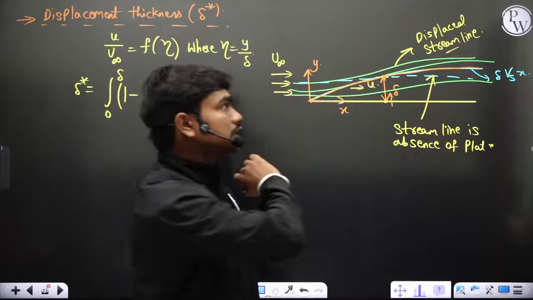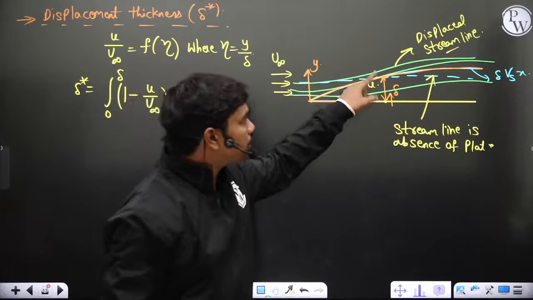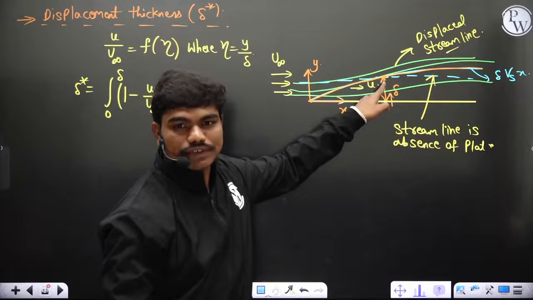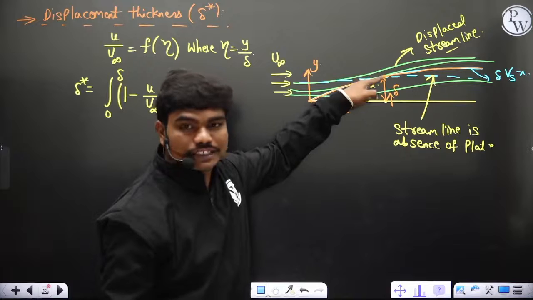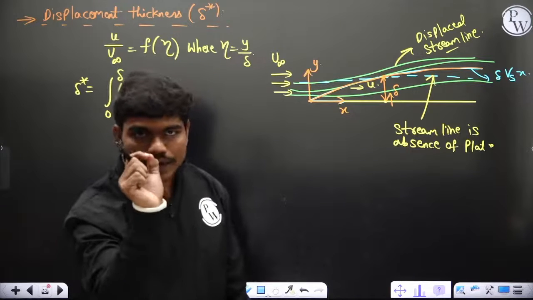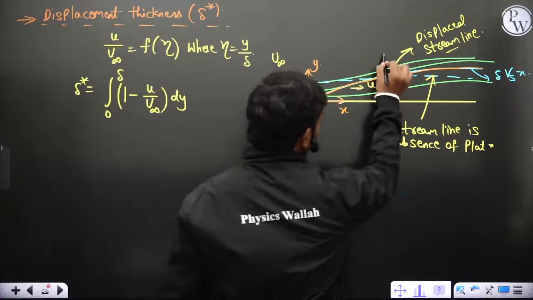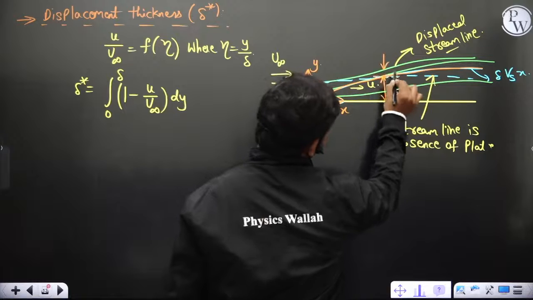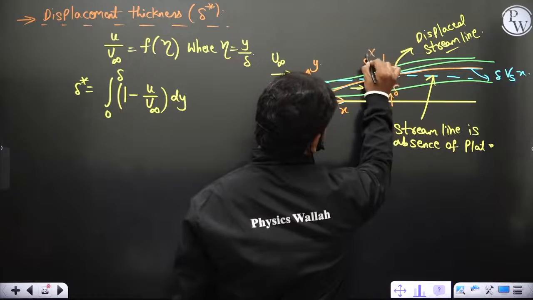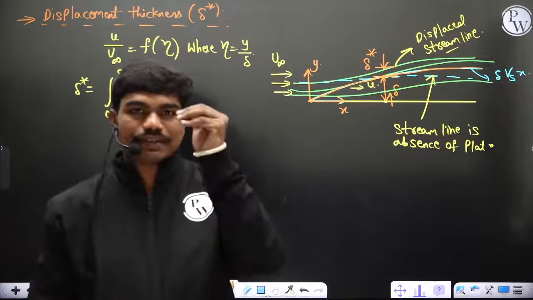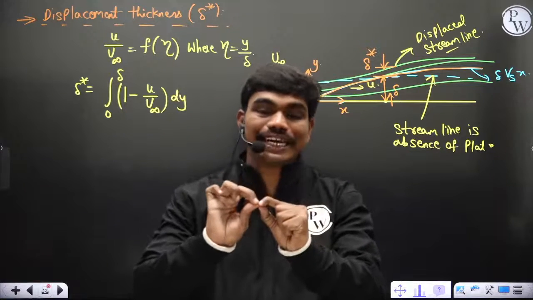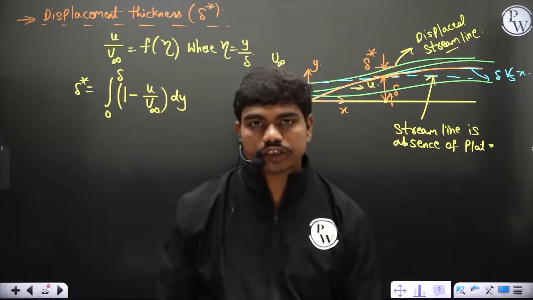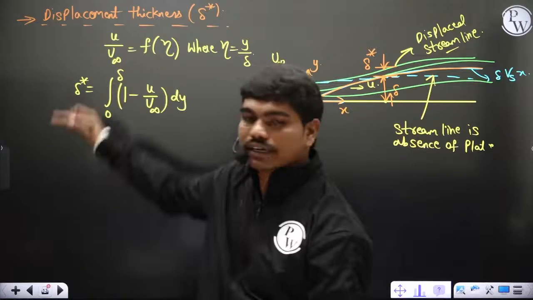This is delta versus x. At this section, you will reach free stream velocity, very close to free stream velocity, 99.99 percent or whatever. So at that point, the displacement of the streamline is nothing but delta star. Displacement thickness is the thickness by which the streamline at free stream velocity gets displaced. Understood? That's why it's called displacement thickness.